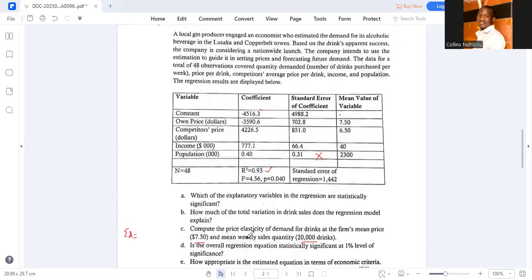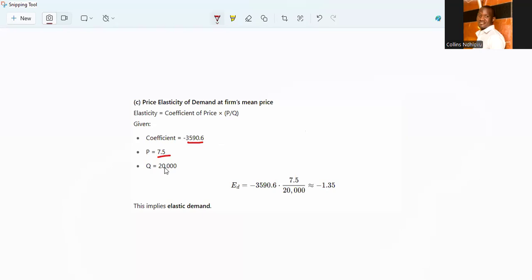The coefficient for price is what? Negative 3,500, right? And the actual price is what? 7.5 over 2,000, all right? So what do we get? When you calculate that, you're going to find your price elasticity of demand calculated as follows. We're going to find negative 1.35. So here we're going to comment that the elasticity is what? Elastic. Are we together? Demand is elastic.